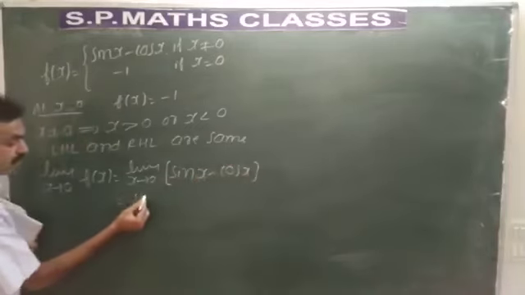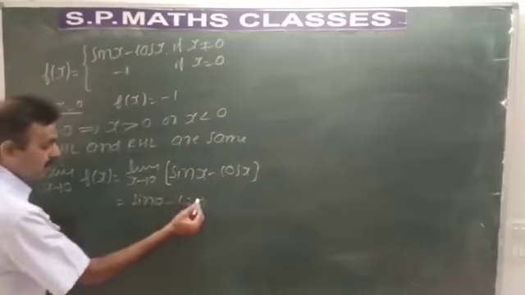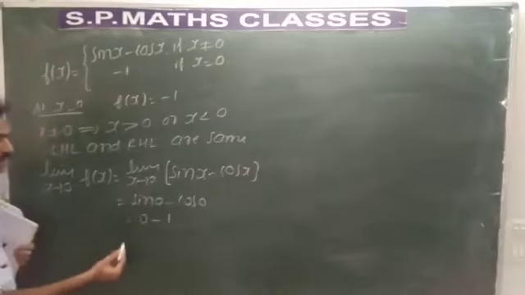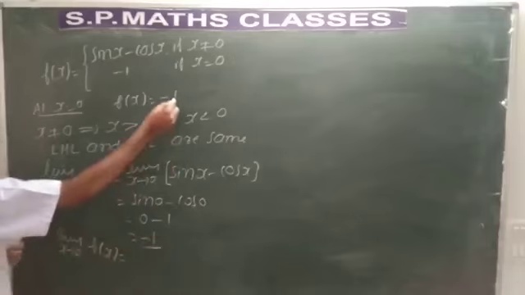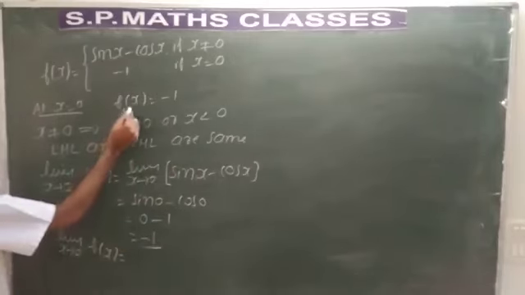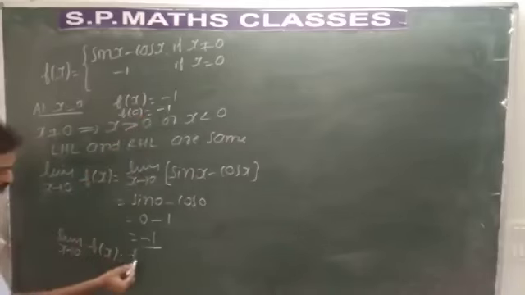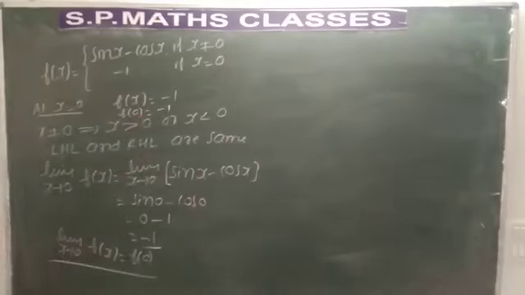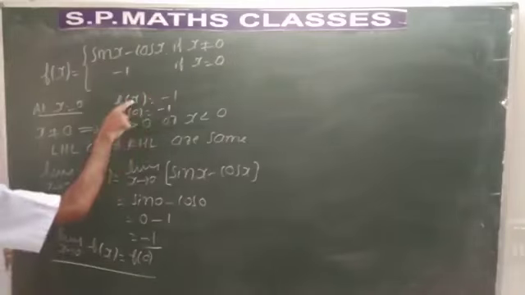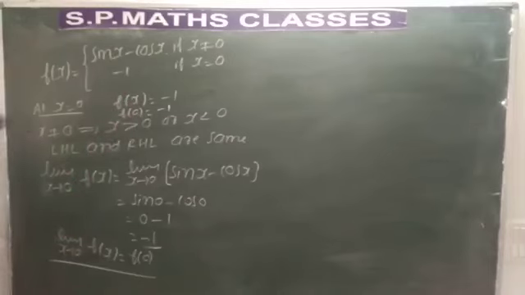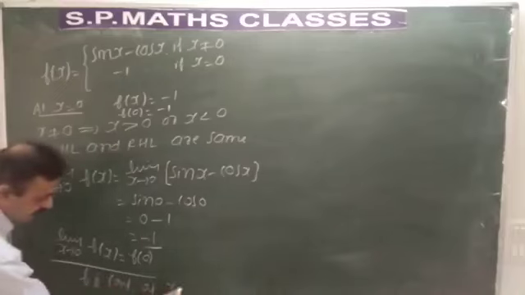So apply the limits now. It is sin 0 minus cos 0. Sin 0 is 0, cos 0 is 1. So it is minus 1. So what you can conclude from this? Limit as x tends to 0, f of x is equal to minus 1. Minus 1 is nothing but f of 0. If you put x as 0, it will be f of 0. So limit as x tends to 0, f of x is nothing but f of 0, because f of x is minus 1, a constant function. Even if you put x as 0, it remains as minus 1. So I conclude f is continuous at x is equal to 0.